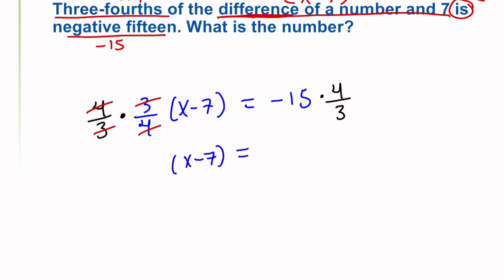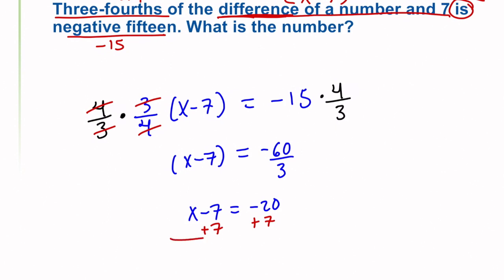And then I'm going to bring the equal sign, and on the right side I need to multiply the -15 times the 4. Do not multiply the 3 yet. Multiply the -15 times the 4, so that's equal to -60, and I'll keep the 3 on the bottom. Like I said before, we don't need the parentheses because there's no number outside the parentheses, so we can just get rid of them. So x minus 7 equals -20, because -60 divided by 3 is -20.